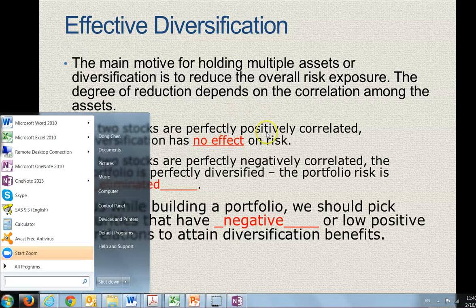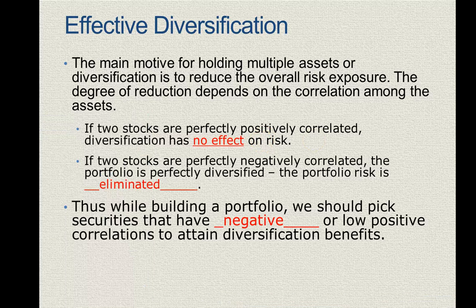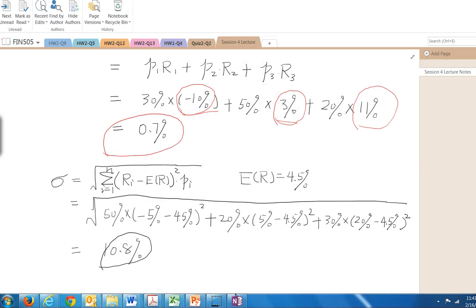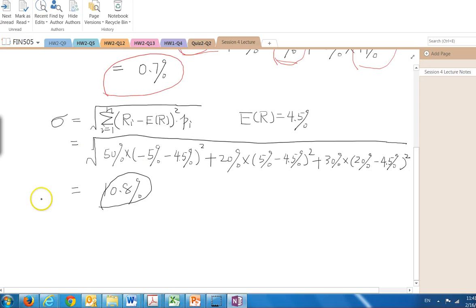Actually, in practice, it turns out it's not very easy to find two companies that have negative correlation. Most stocks or most assets have positive correlation. If one company's stock or asset moves in the opposite direction compared with the market, we say that company is counter-cyclical. So let me write down this word in my notes here. Counter-cyclical. But this type of stock is hard to find.